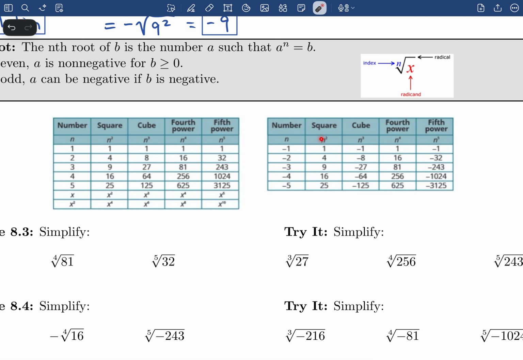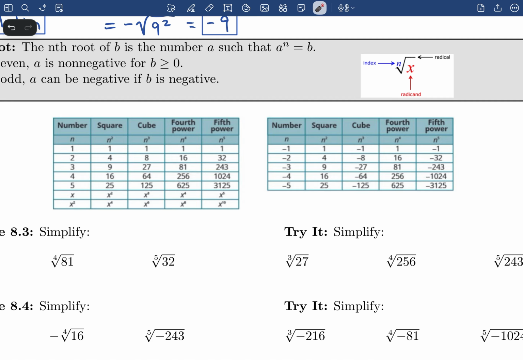So even powers, like n squared into the fourth, result in a positive answer. And then, odd powers, right? Multiplying a number by itself an odd amount of times results in a negative result. So here's like n cubed, odd power, into the fifth, odd power, right? So we got negative results here.